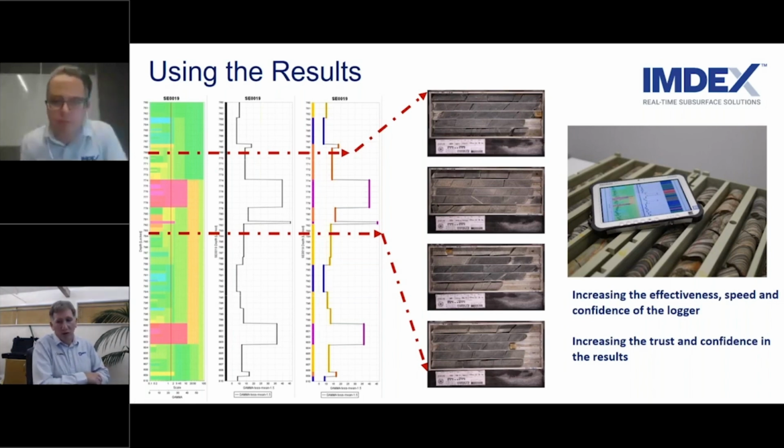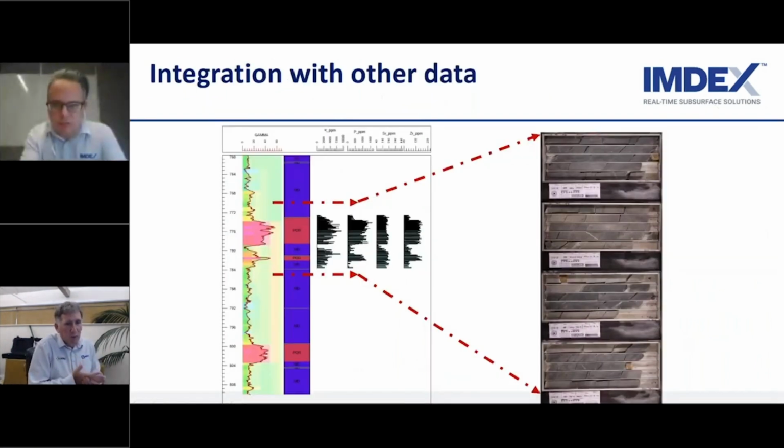There are a couple of good questions here, Fred. I know we're running short of time a little bit. So the question from Jerry here, talk about core recovery. For lower core recovery, how would this affect the gamma data?